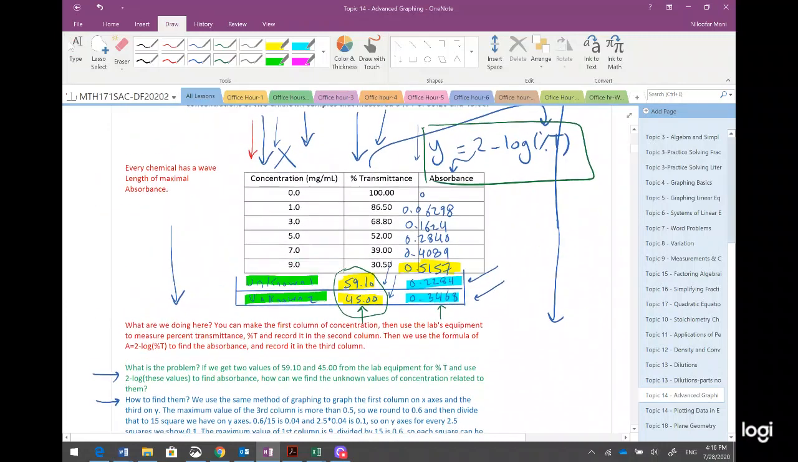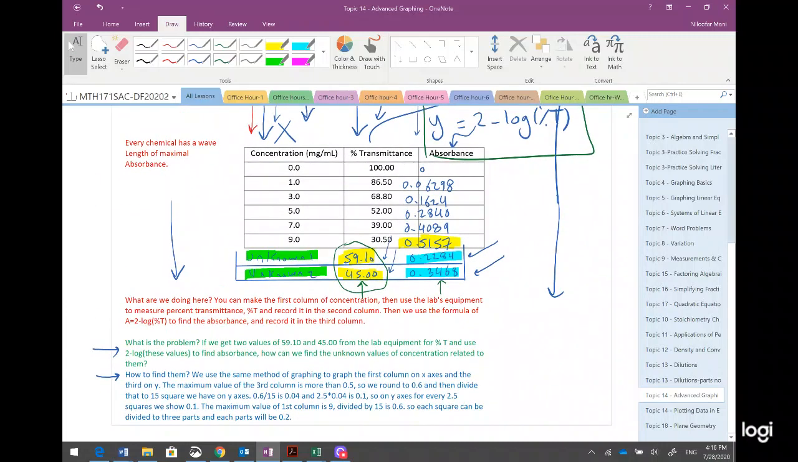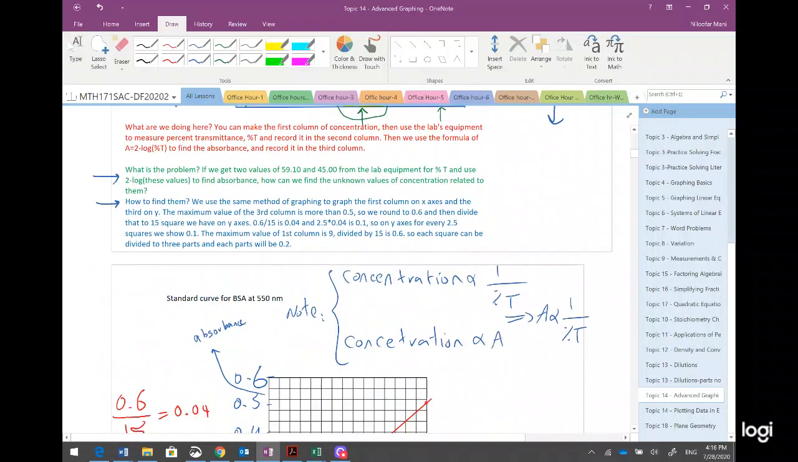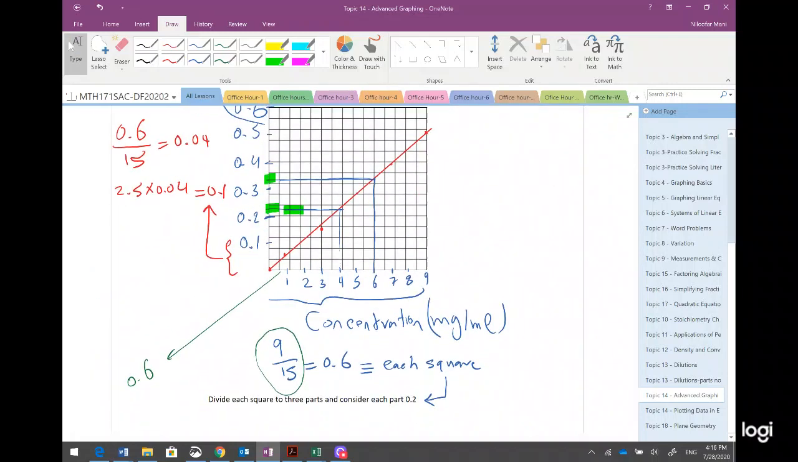I calculate percent transmittance, then measure by equipment in the lab. Then I calculate by a formula absorbance, or y, and then I graph them. So I graph concentration on the x-axis, absorbance on the y-axis, and then I use two y values in order to find two x values which I didn't know.